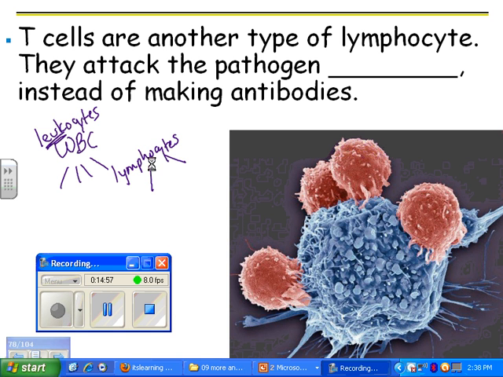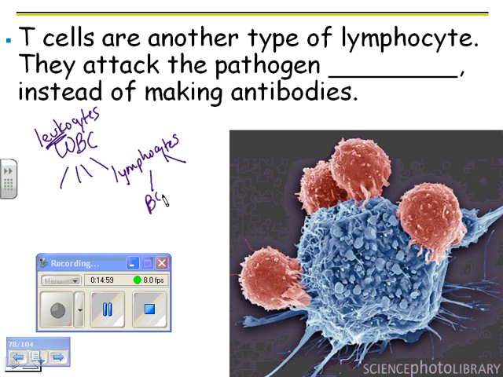There are two types of lymphocytes: B cells and T cells. Previously I've been talking about B cells. Now I'm going to start talking about T cells. There are other white blood cells, but they're not specific. They'll just fight off any old pathogen. Lymphocytes are very specific. They fight only one type.